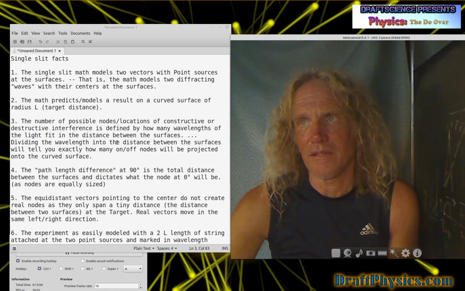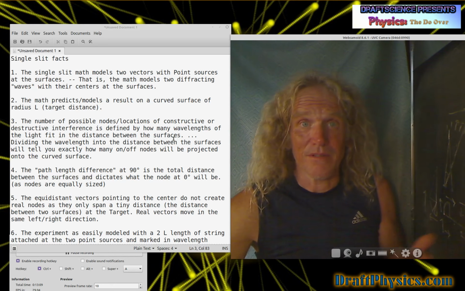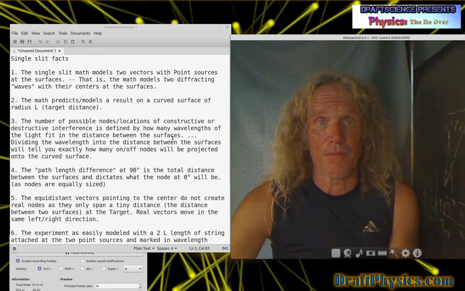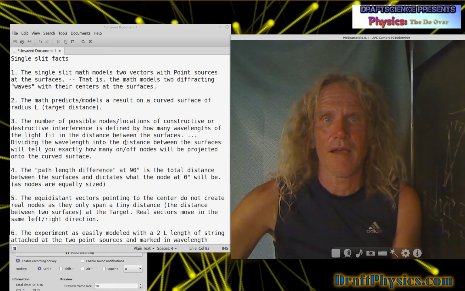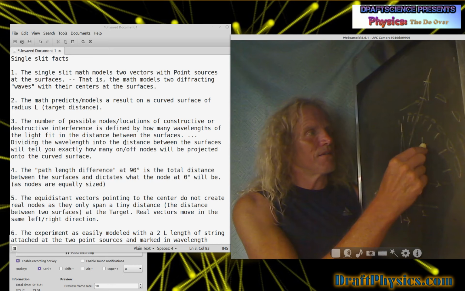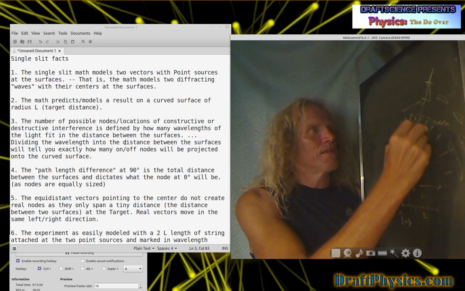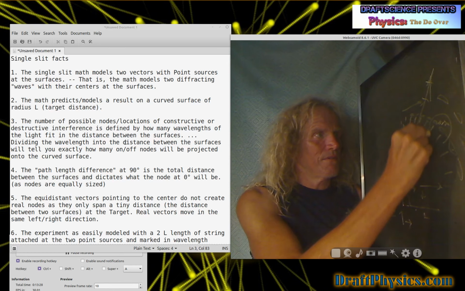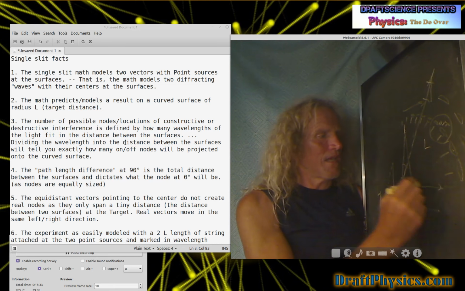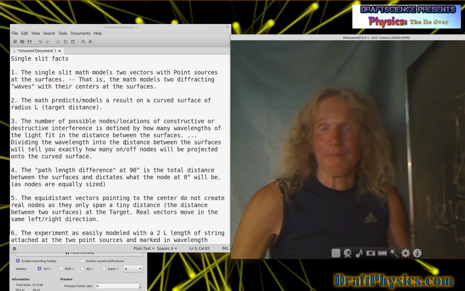light fit in the distance between the surfaces. So the reason why the distance is relevant is because of how many wavelengths fit in it. And that number will be reflected in a pair of nodes being created. Obviously there's two things being created, the on and the off. So there'll be the same number of pairs of an on and an off, okay, as there are wavelengths in here. Seems pretty logical.